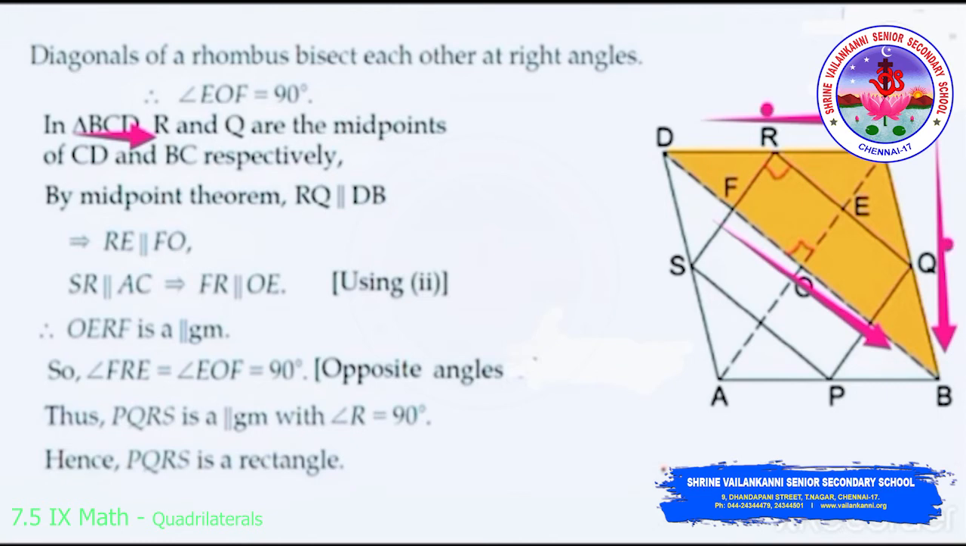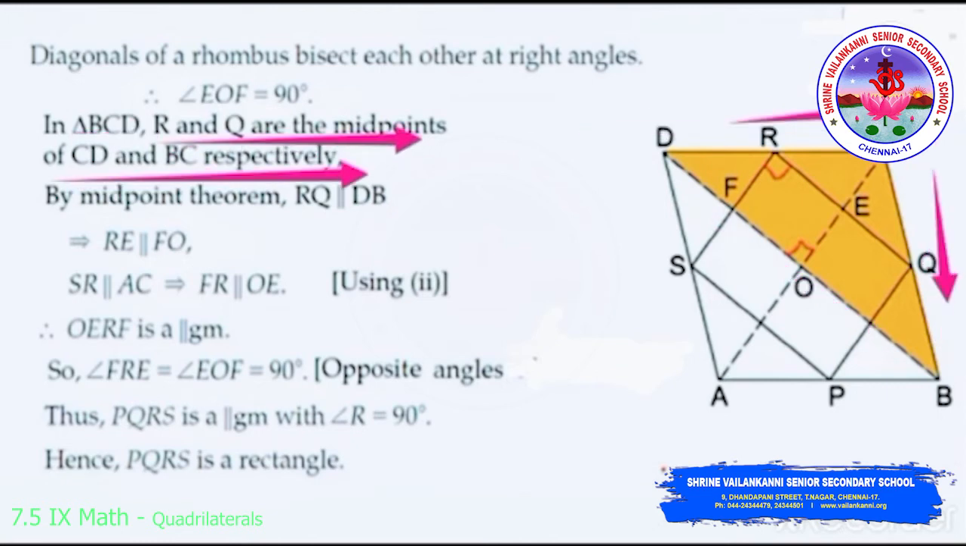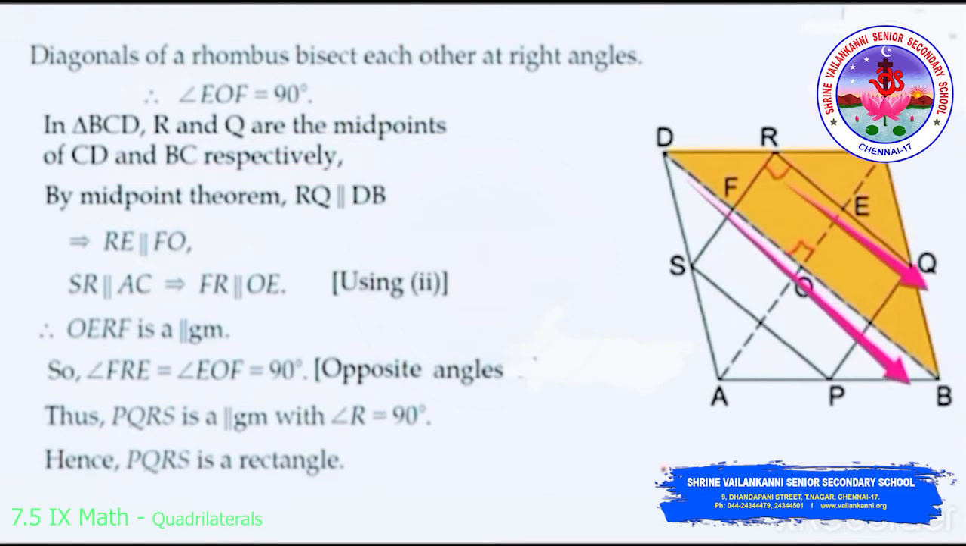We have R and Q are the midpoints of the sides CD and BC. By the midpoint theorem, RQ is parallel to BD. RE will also be parallel to FO. Already we proved that SR is parallel to AC. FR will be parallel to OE. We proved RE is parallel to OF and RF is parallel to OE. So we get OERF will be a parallelogram.